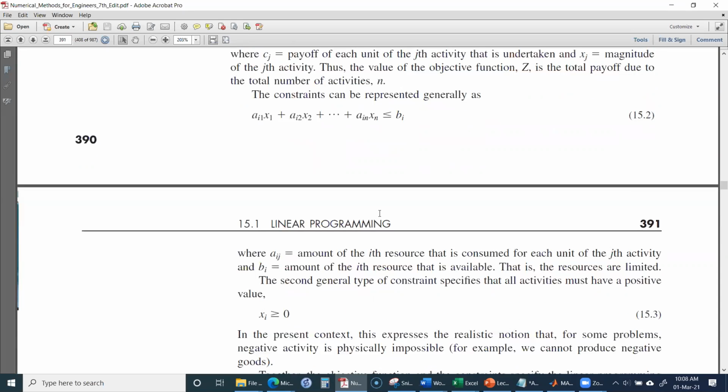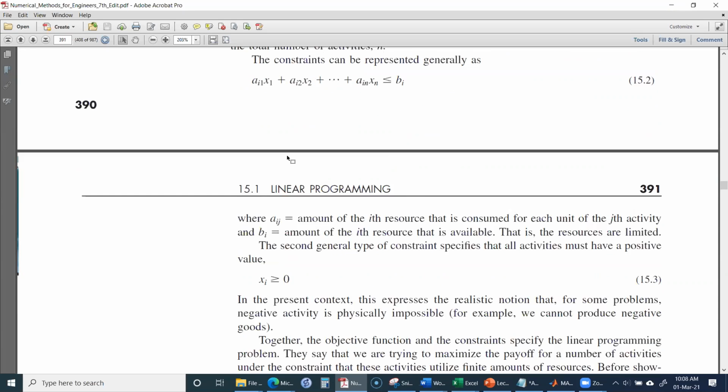So the constraints are represented by inequalities. There can be one set of constraints. Normally we have two or more sets of constraints for a feasible solution.